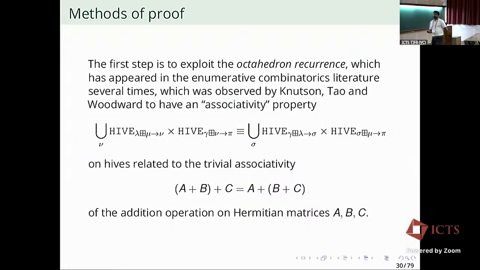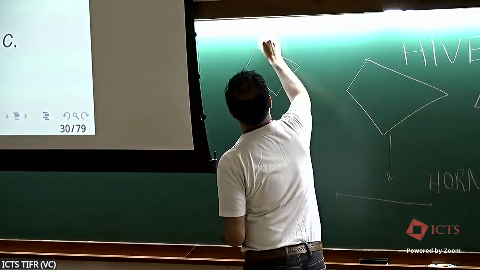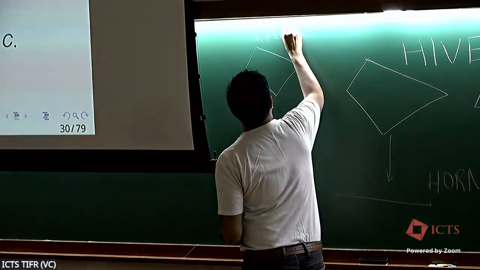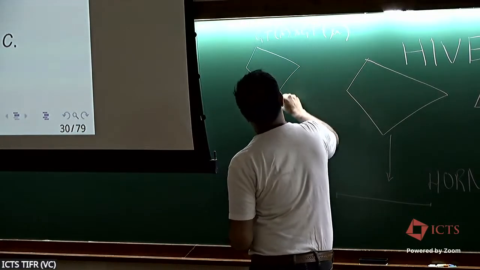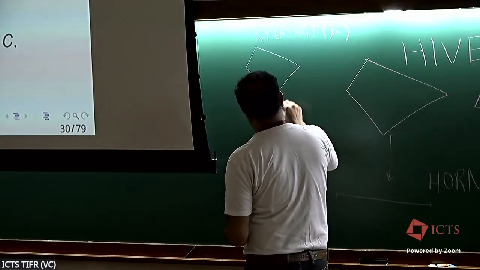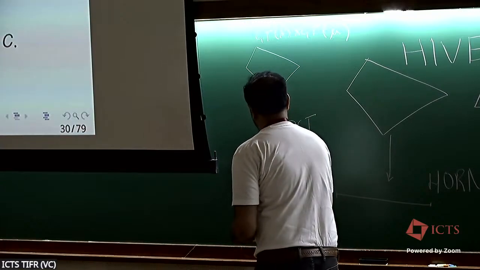So I'll now quickly describe some of the methods of proof. Basically the idea is this augmented hive polytope is a bit difficult to manage. So instead what we do is we take the product of two Gelfand-Tsetlin polytopes and get a simpler polytope, which is GT lambda cross GT mu. And this is going to, via a nonlinear map given by the octahedron recurrence, map onto the augmented hive polytope.